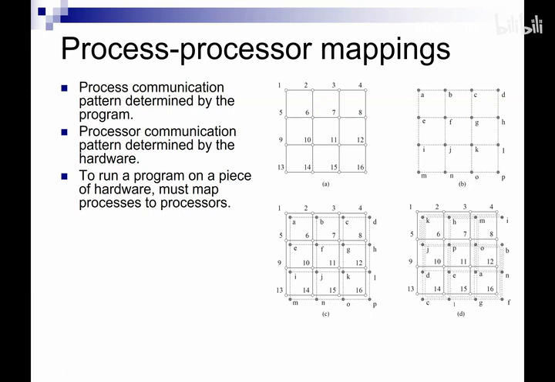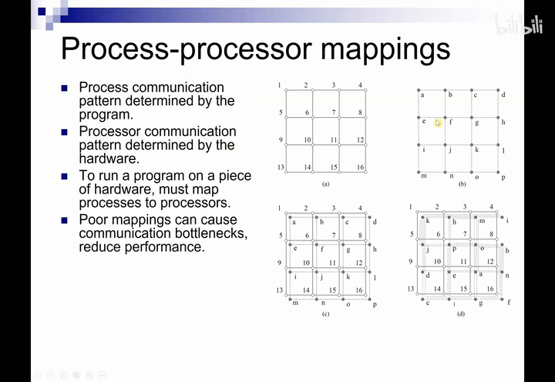Okay, now when you run this logical communication pattern on top of your hardware, right, you need to map these processes to the processors. Okay, so this is where this process-processor mapping comes from. And you can do the mapping in different ways, okay? And some mappings can get you good performance, but poor mappings can cause communication bottlenecks and can hurt your performance.